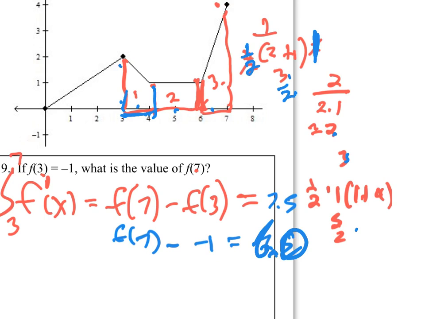Now I still have to get rid of this minus 1. How do I get rid of it? Andrew, stay with us, man. You subtract it from 6. Yeah, subtract it. So f of 7 is how much? F of 7 is how much? 5.